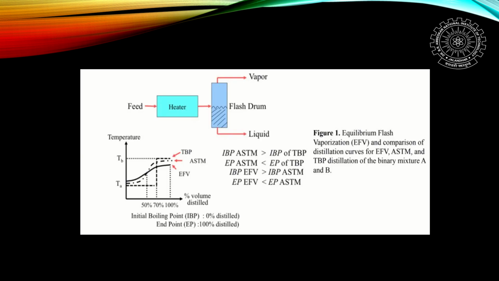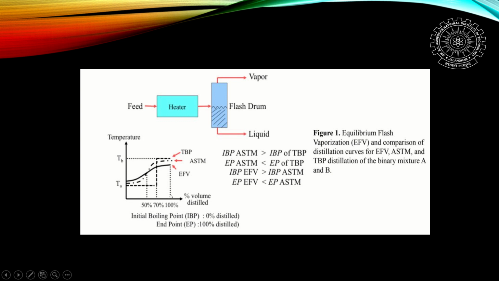Okay, so since there is a heater, we'll vary the temperature of the heater, and with the different temperatures we'll plot a curve, and that curve will be the distillation curve for EFV. You can see from this figure that this is the curve for EFV. At different temperatures we have obtained different volumes of the mixture.